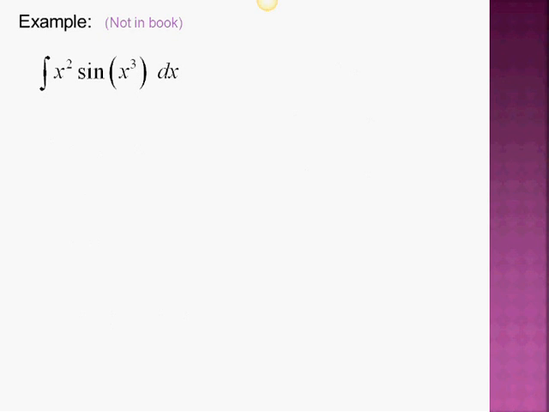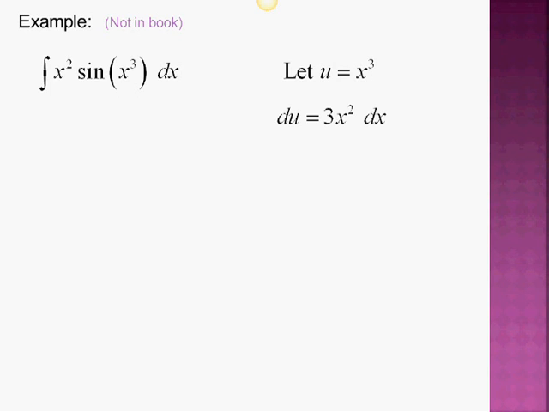Next example, sorry, there's a lot of examples in this section. So if I have the integral of x squared sine of x to the third dx, I'm looking here to see if I have something that could be the derivative of something else inside. I notice I have an x to the third there. The derivative of an x to the third is going to be an x squared. So let's make our x to the third u.